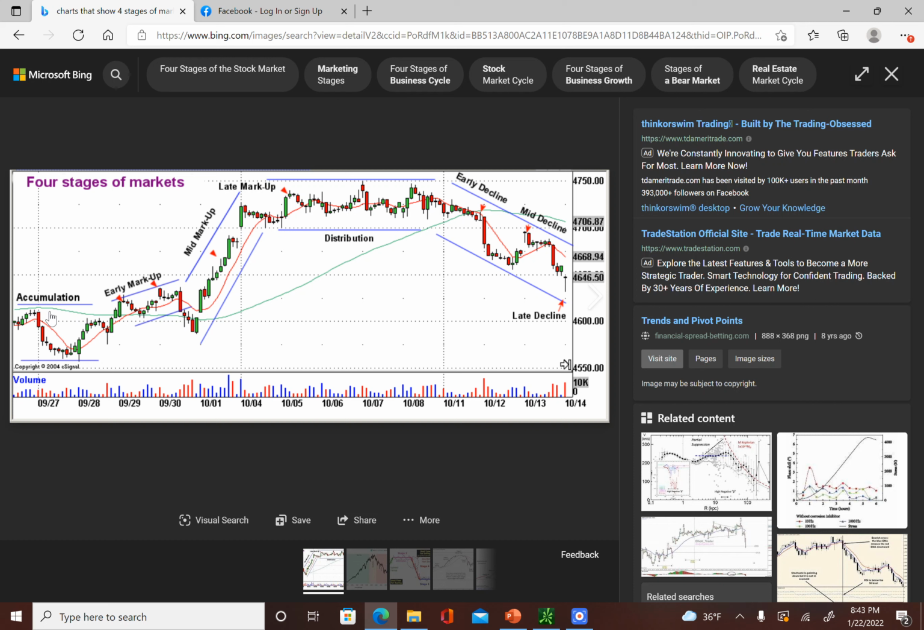So you have your accumulation here. This is all markup here. They have it broken up between early, mid, and late. Then you have your top. You see here, even in your top, you have pullbacks and a push back up to the top. It isn't able to break through. You see more stagnation in a range, and then you have your decline. Okay, and then the cycle would start over.